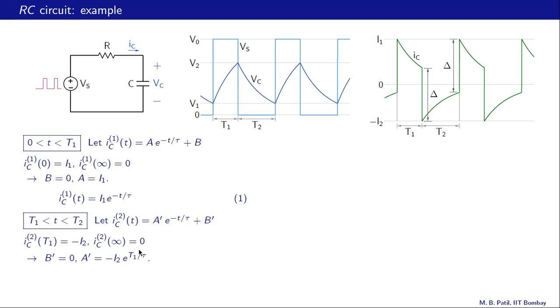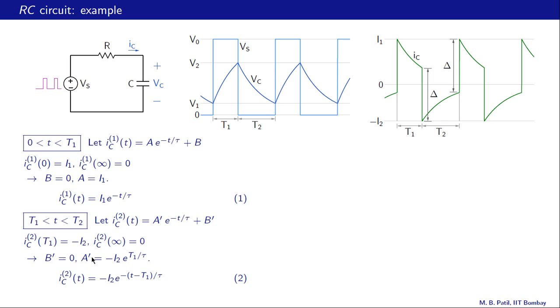And with these conditions we get B prime equal to 0 and A prime equal to minus I2 e raised to T1 by tau. And putting these back in this equation now, we get IC in the T2 phase equal to minus I2 times e raised to minus (t minus T1) divided by tau.